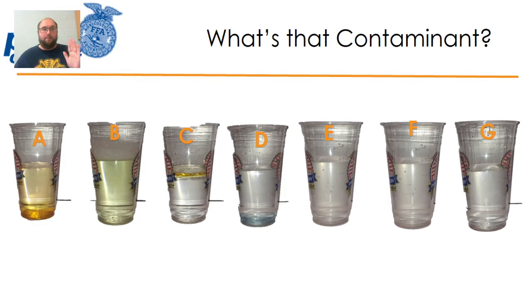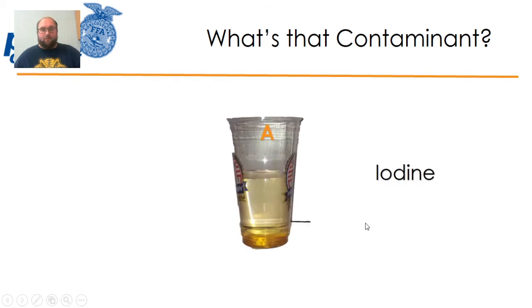We are back. So, could you identify these contaminated cups? Well, let's go through in alphabetical order and see if you guys got the contamination correct. So, clearly, A had some form of contamination. You may not have known what it was, but it obviously had this brownish orangish contamination. That was the chemical iodine. It mixes with water fairly well, but over time it kind of settles into the bottom.